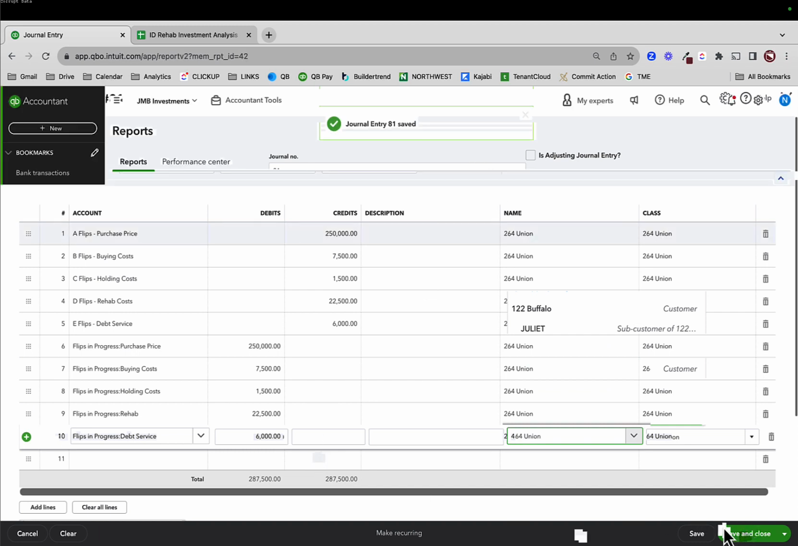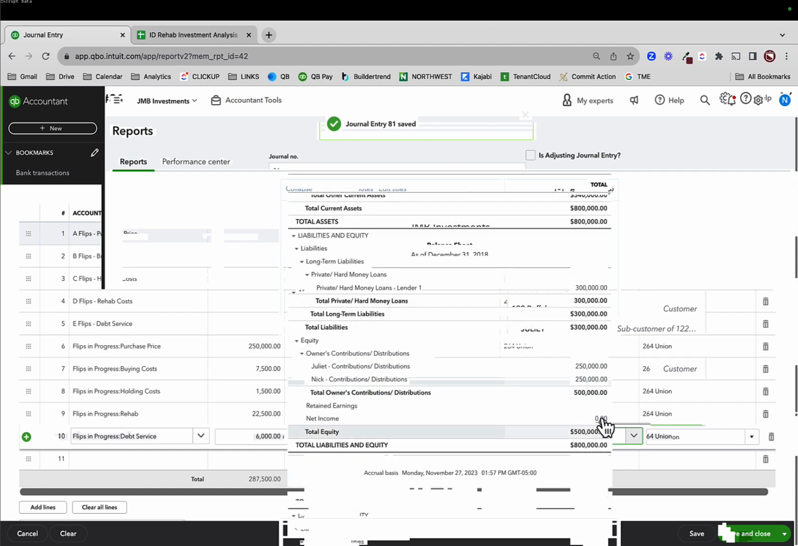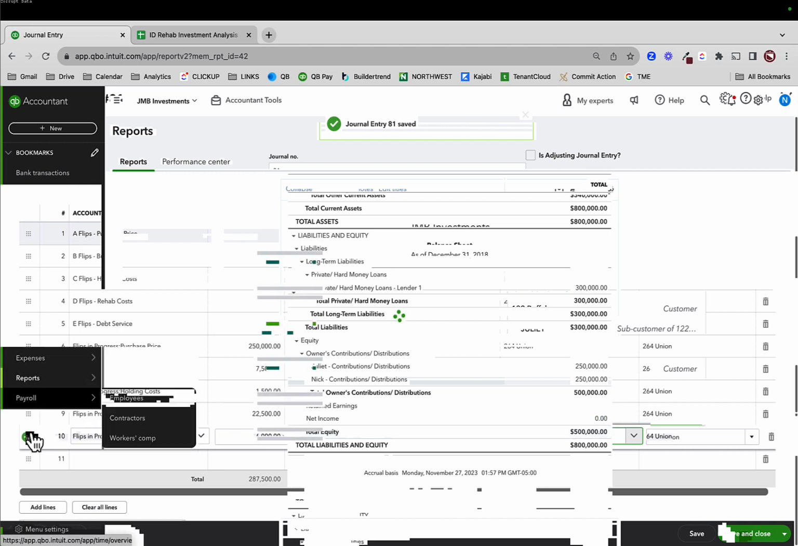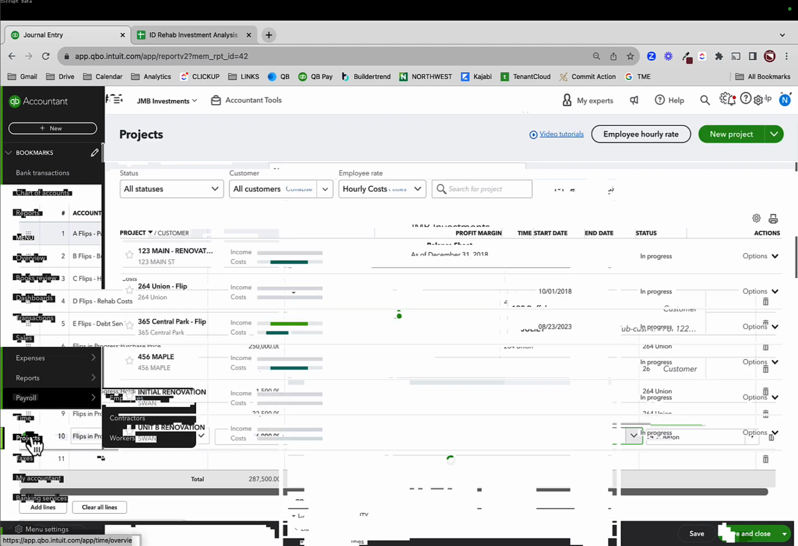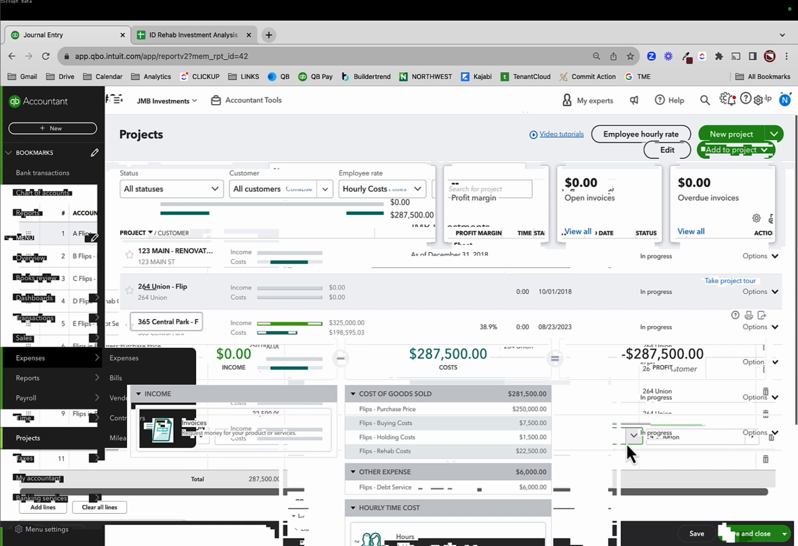I'm on my balance sheet. There you see my flips in progress populates. You might want to order these differently. I wish I had done that. Okay, but there's that 287.5 now shows up in my balance sheet and it's removed from my net income. However, if we go to our projects, here's where we get the best of both worlds. Because I didn't indicate the project on my journal entry, it still shows up here nice and neat. So even if I move things to my balance sheet, I can still see within my project how much I've spent.